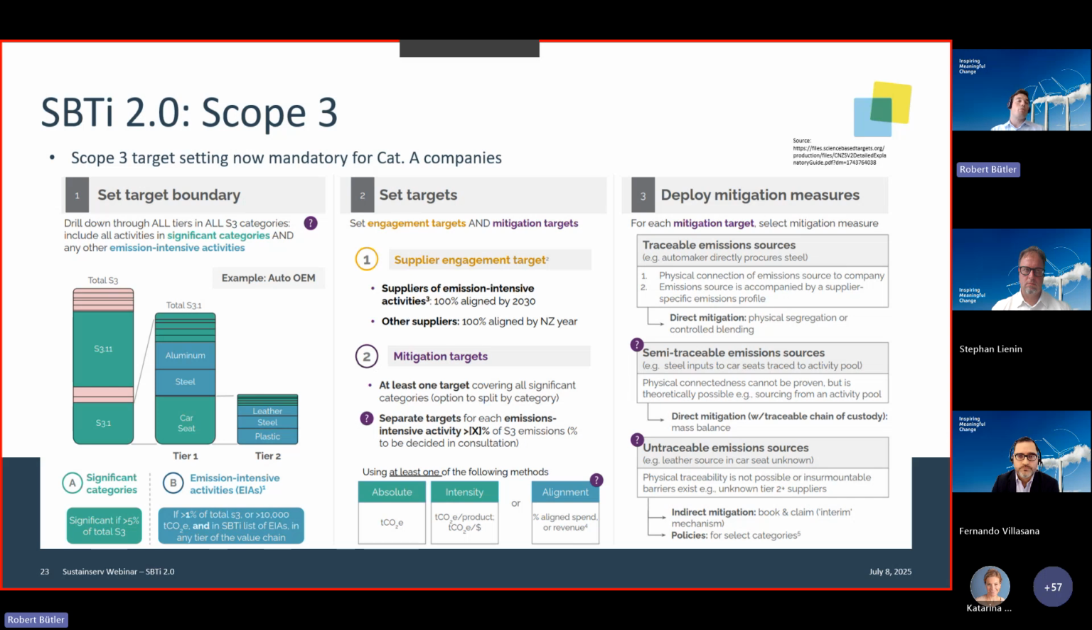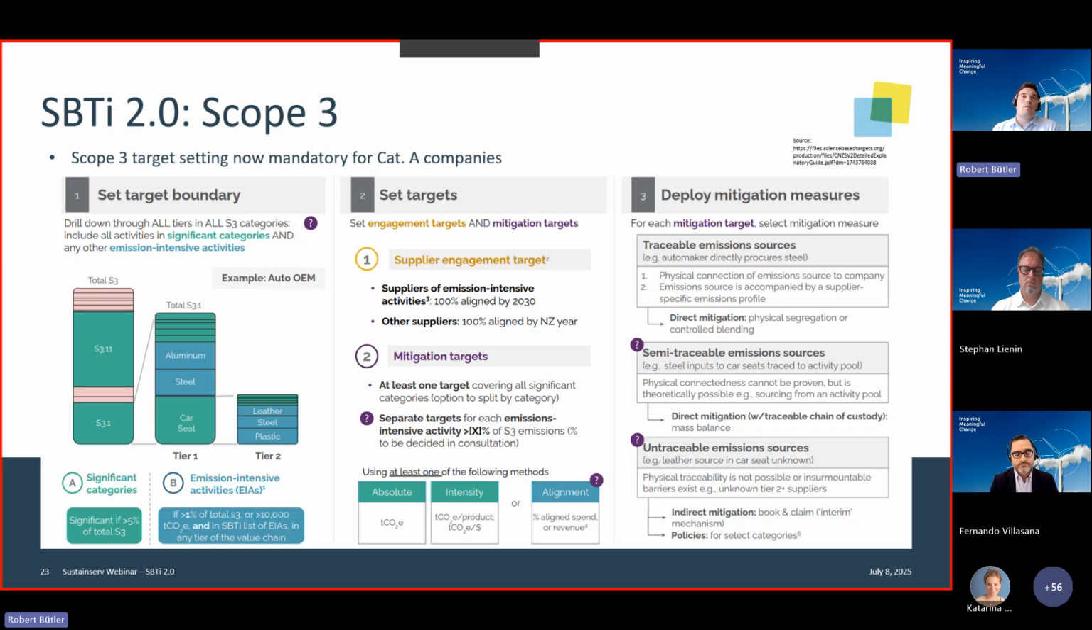So if you have a scope 3 category that contributes more than 5% to the total scope 3 emissions, this directly falls into the target boundary. Additionally, they introduced the emission-intensive activities, meaning that for all activities according to an SBTi list of EIAs, if this activity contributes more than 1% to the total of scope 3 emissions or is actually bigger than 10,000 tons of CO2, it needs to be accounted for as well.